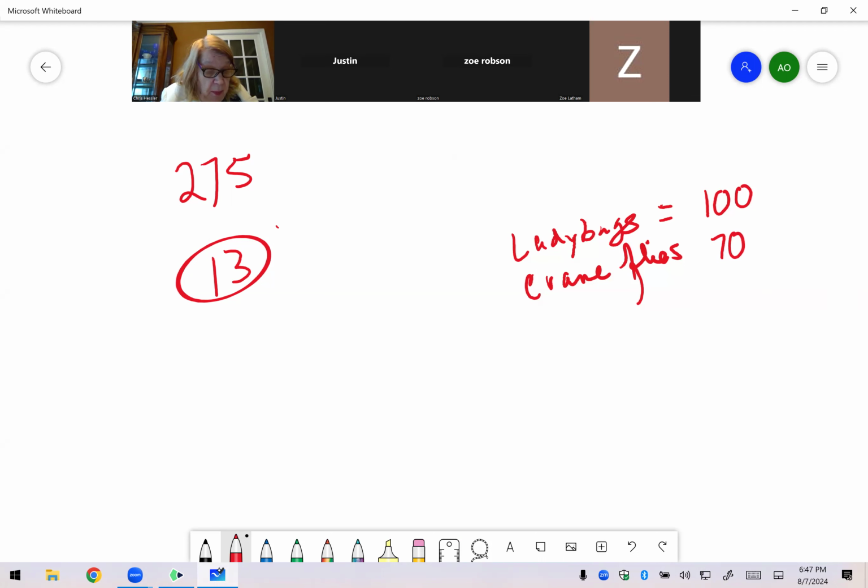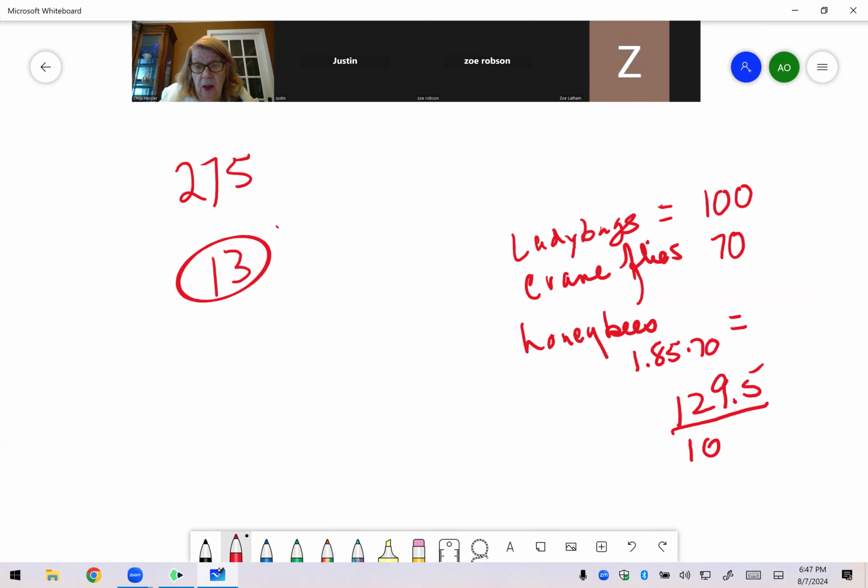And then the number of honeybees, and they're needed to pollinate, they're 85% greater. So I have to do 1.85 times 70, and I will get 129.5. And so how many times, and I put that over the original, that's the tricky part, and I will get the answer for this one is 1.295.